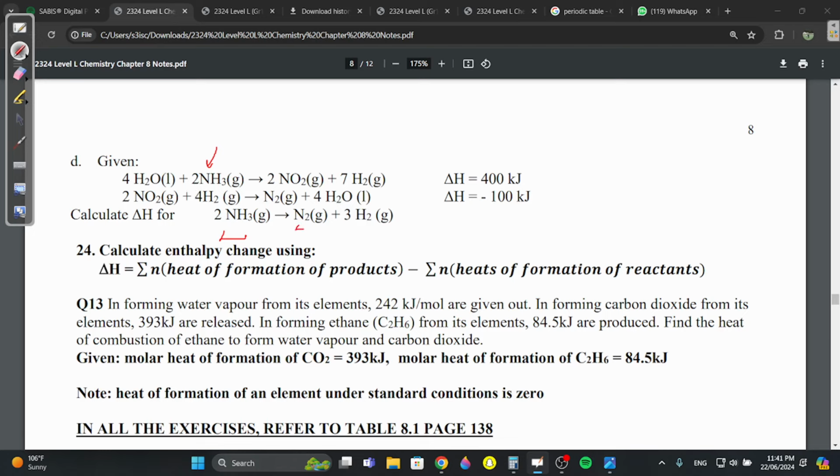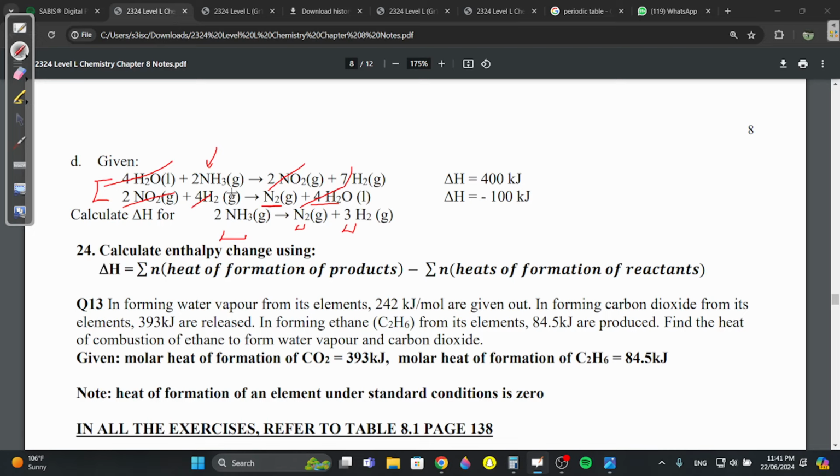Then we want N2 in our products. Let's take a look at N2 in our products. It's over here in our products, and it's the same coefficient. So we can just write it down as it is. And now let's start canceling. Since we have them both written down, we didn't have to change anything. 2NO2 can cancel with 2NO2. 4H2, 7H2, it becomes 3H2. 7 minus 4. 4H2O, 4H2O cancels.